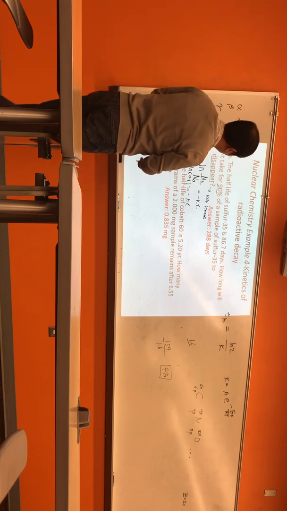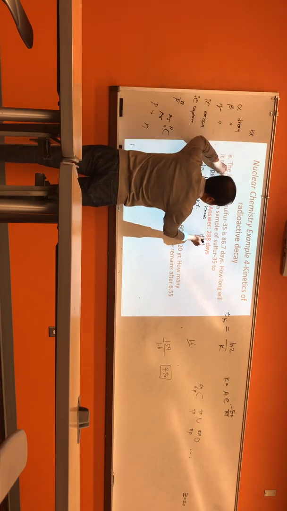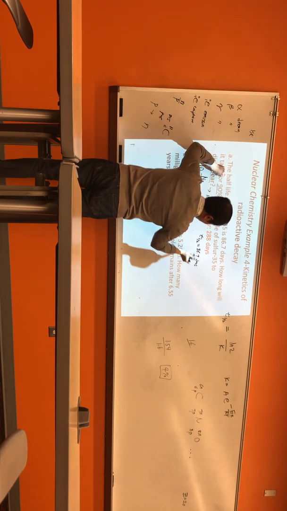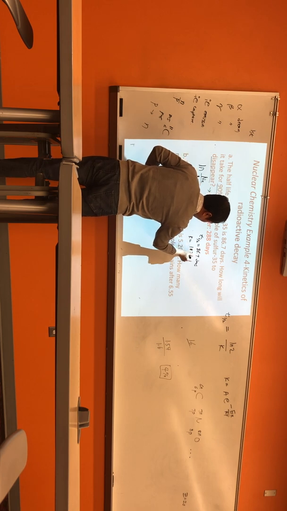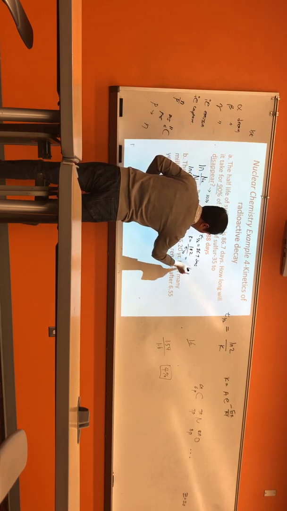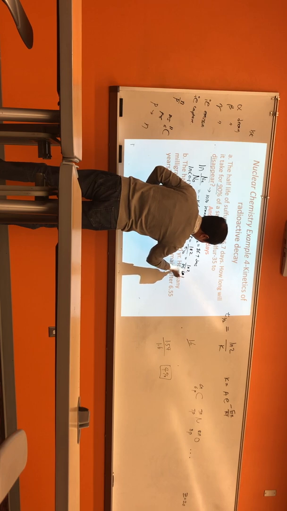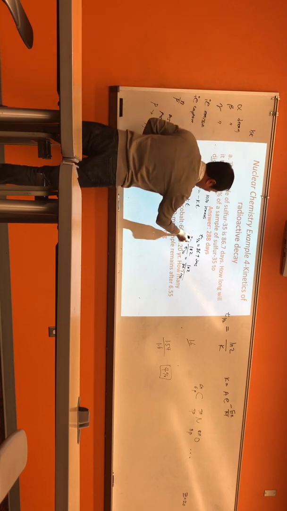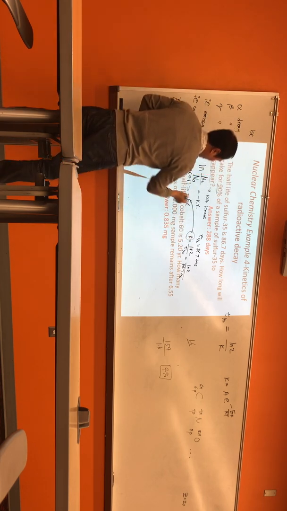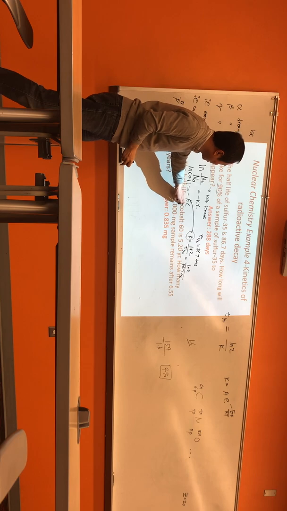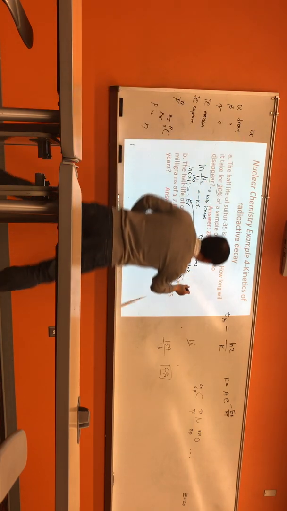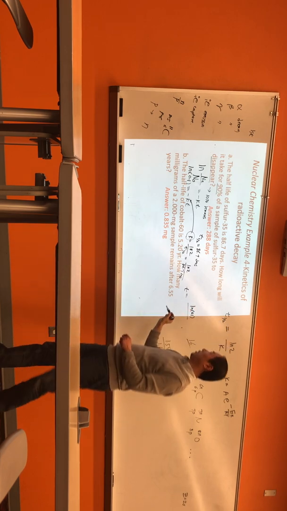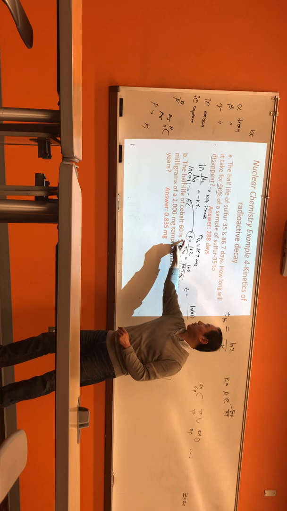We are given the half-life. Half-life is 86.7 days. So I know the k value will be ln2 over the half-life, so ln2 over 86.7 days. Because I know k, this number can go right here, and I can solve for time. So time will be ln 0.1 divided by this number k.